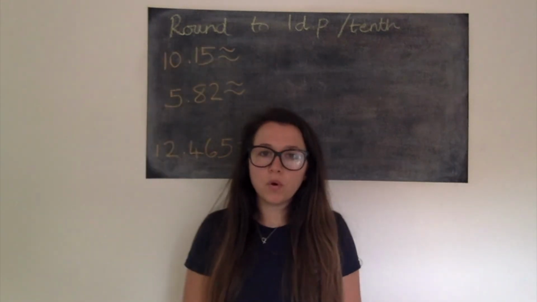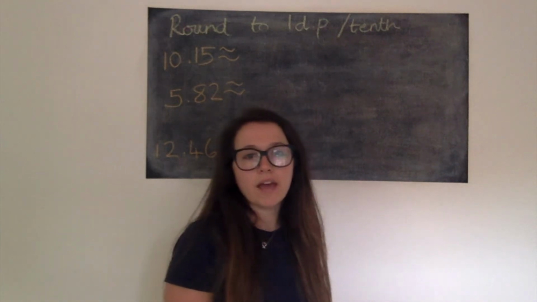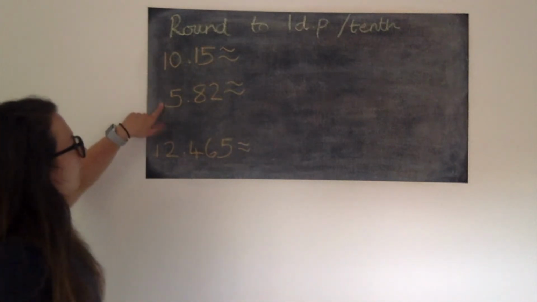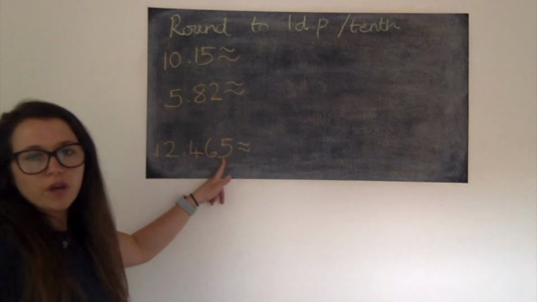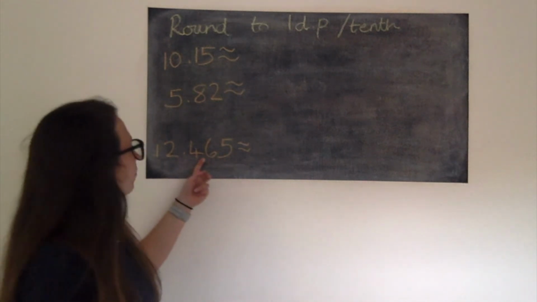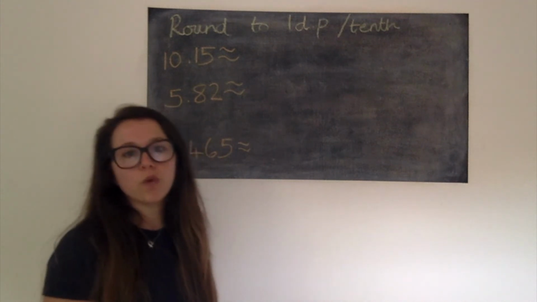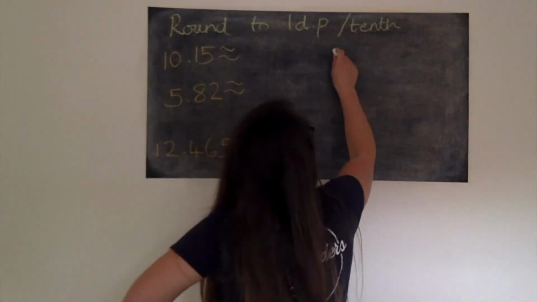Okay, your turn to pause the video and have a go at rounding these decimals to the nearest tenth, or to 1 decimal point. So you've got 10.15, 5.82 and 12.465. So I'm throwing this one in as a bit of a curveball. So remember to draw your number lines and show me which tenth it is closest to. Okay, let's go through these.